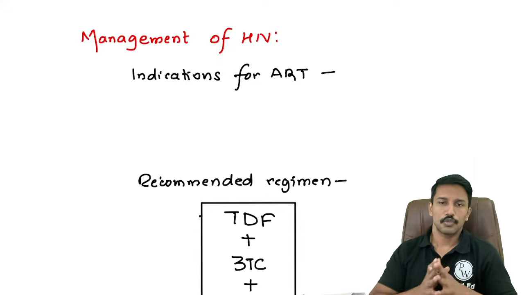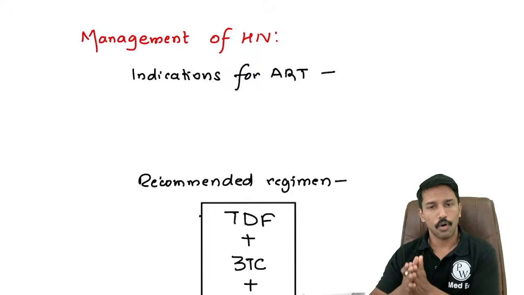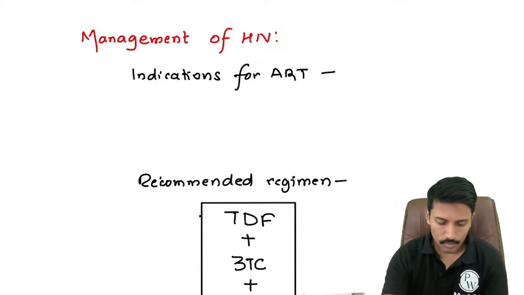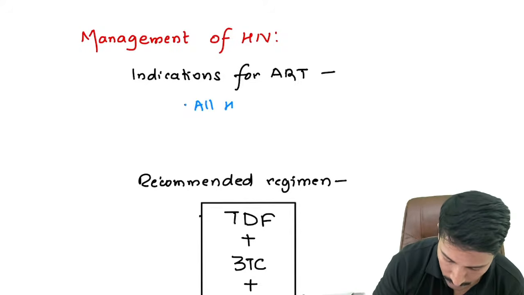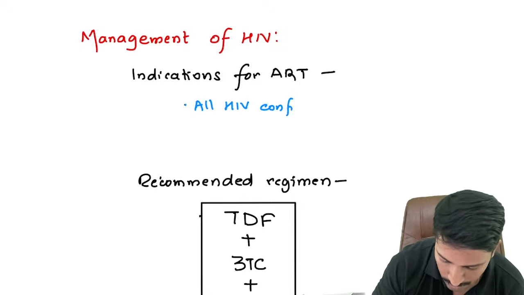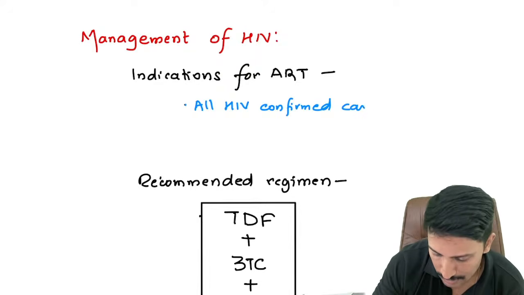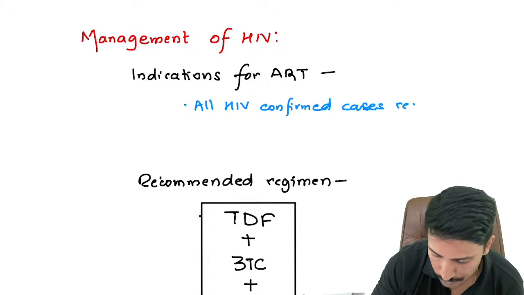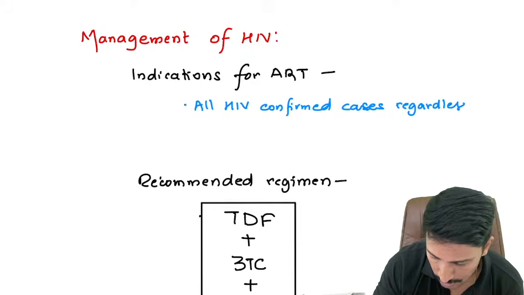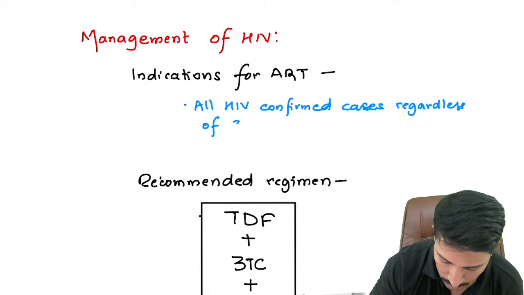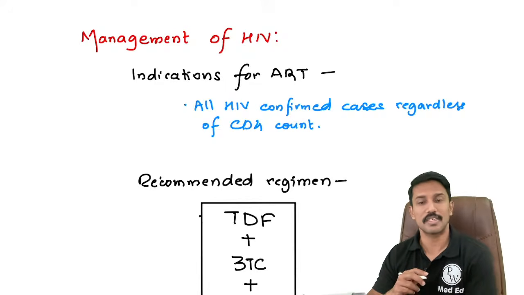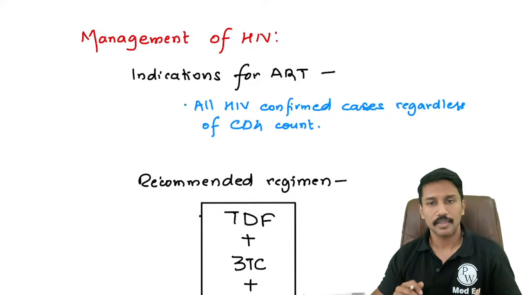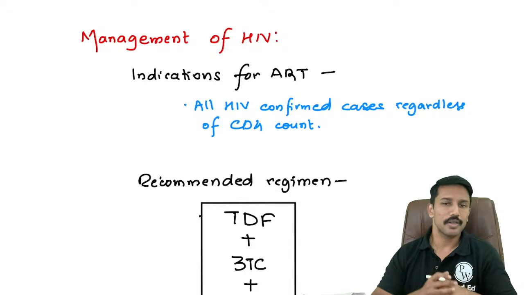So once I have diagnosed, how will I manage a patient with HIV? All the patients of HIV should be given antiretroviral therapy or ART. Now, what are the indications for ART? So the indications for ART currently are all HIV confirmed cases regardless of CD4 count. Once upon a time, it used to be that when the CD4 count is less than 200, we used to start the ART. Now we are not doing it anymore. Why?